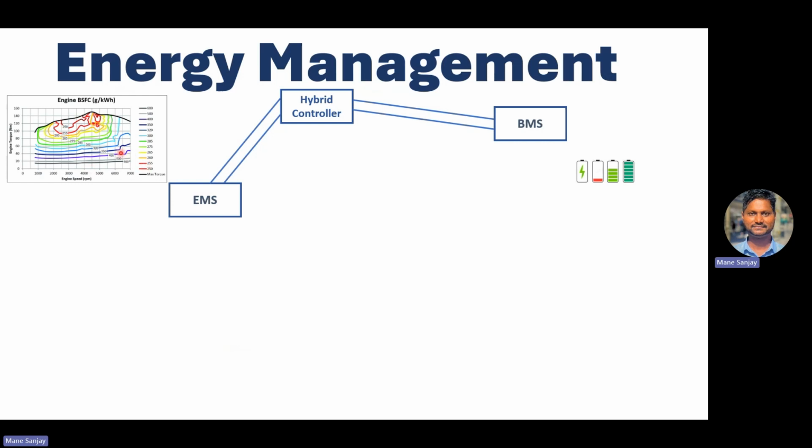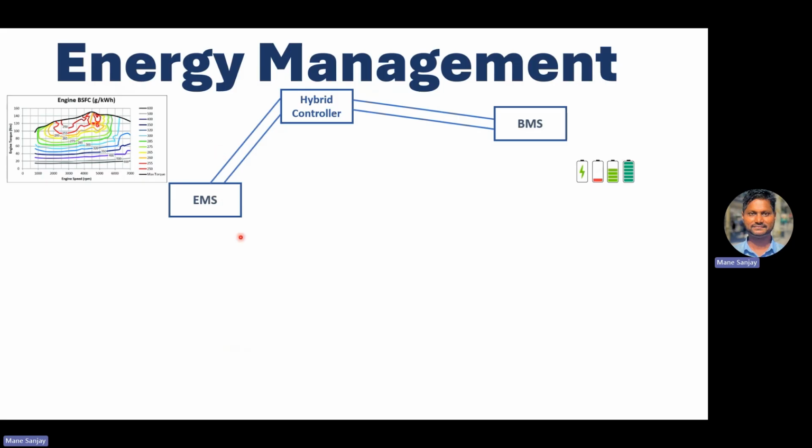This is a random image I have taken to make you aware why these BSFC maps are very important, which are located inside the EMS. But how the EMS operates in the best efficient zone is controlled by the hybrid controller. So the hybrid controller looks at this map and accordingly sends commands to the EMS.